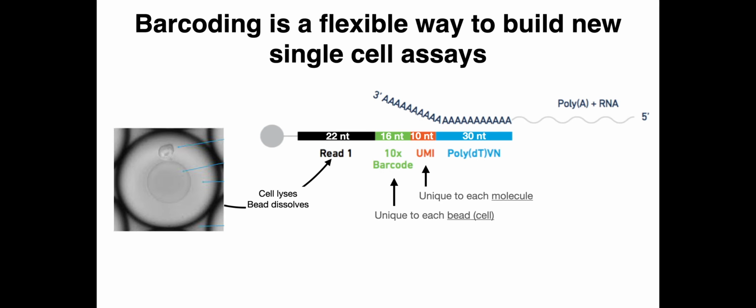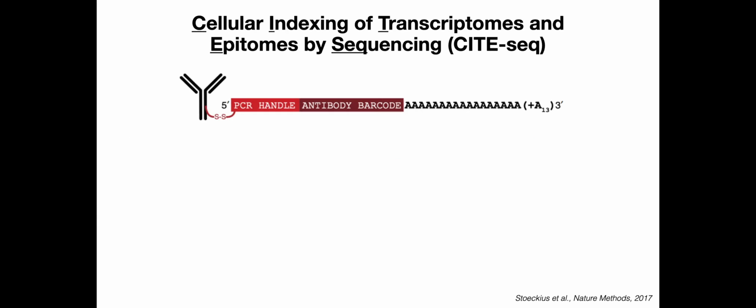One thing that's critical to understand is that this idea of using these oligonucleotides that contain different kinds of barcodes or identifiers and poly-T capture sequences really represents a very flexible way to build new single-cell assays. And I think one great example of that, and one I just want to highlight, is the development of something called CITE-seq, and that stands for Cellular Indexing of Transcriptomes and Epitopes by Sequencing.